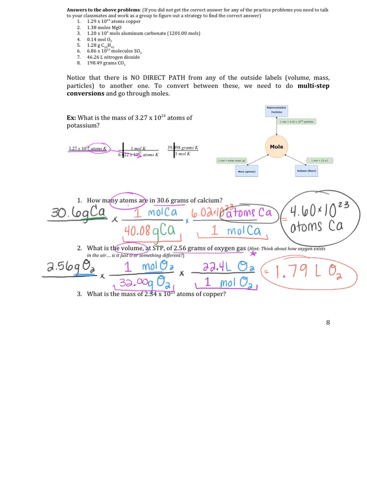Okay, last but not least, this one wants to know what is the mass of 2.34 times 10 to the 23rd atoms of copper. So here we go again. Start with what you're given: 2.34 times 10 to the 23rd atoms of copper.